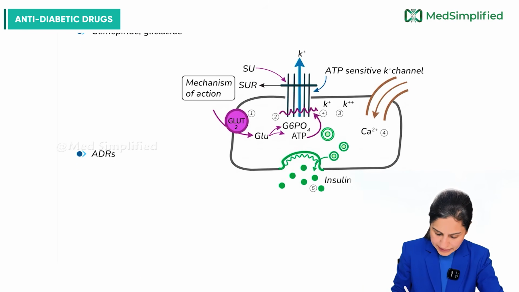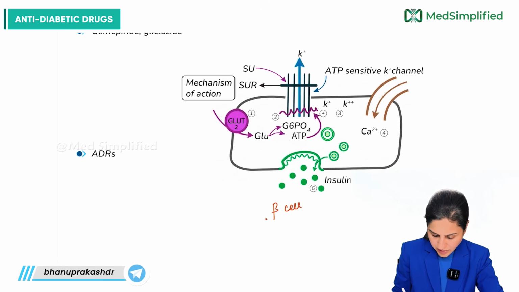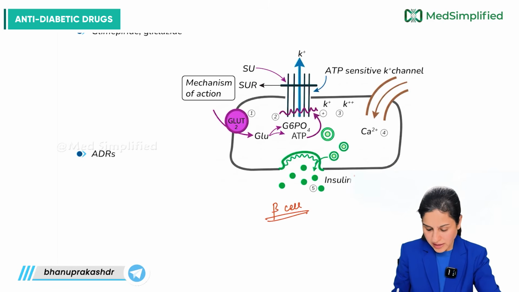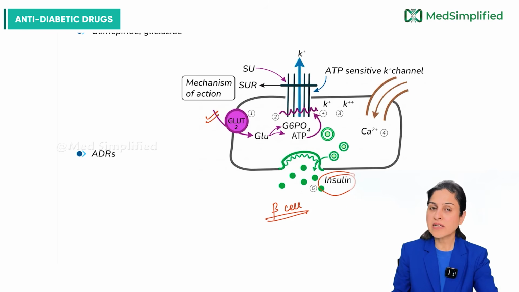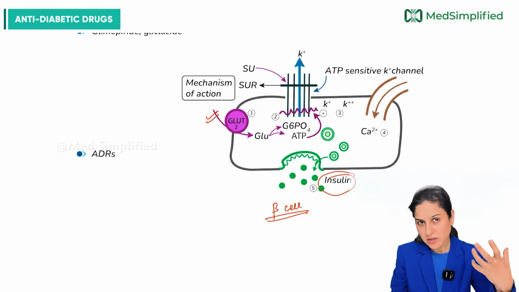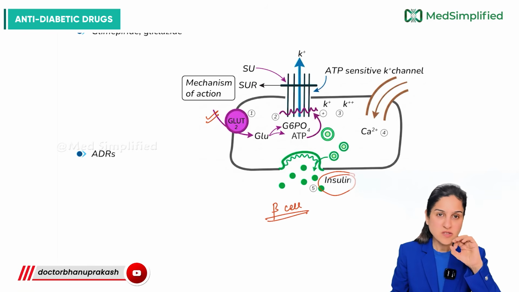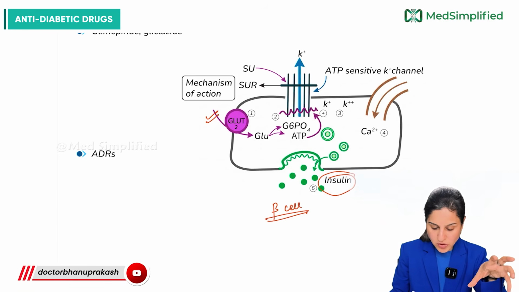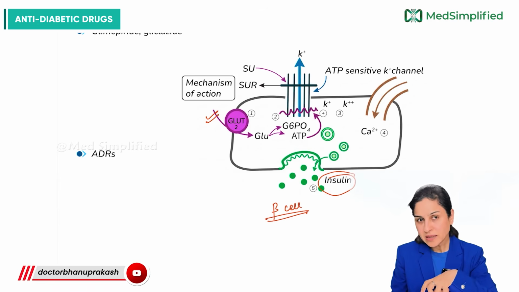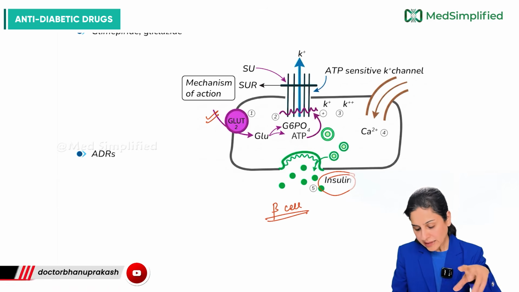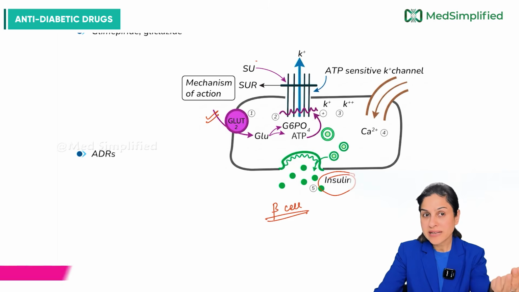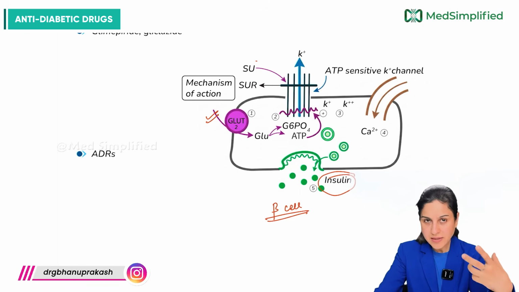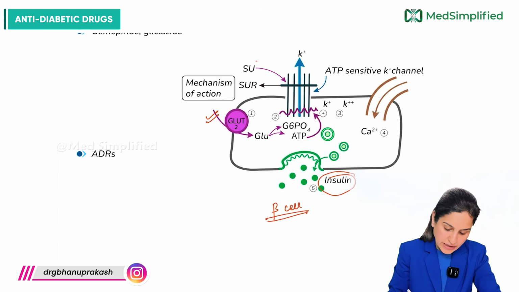What is the mechanism of action of sulfonylureas? This is a beta cell of the pancreas. You know that it releases insulin whenever glucose comes in. When you eat food consisting of carbs, glucose is released and transported by GLUT2 inside the beta cell of the pancreas, and it leads to release of insulin. Now, in diabetic patients, you want to enhance the insulin release, so we give a sulfonylurea.